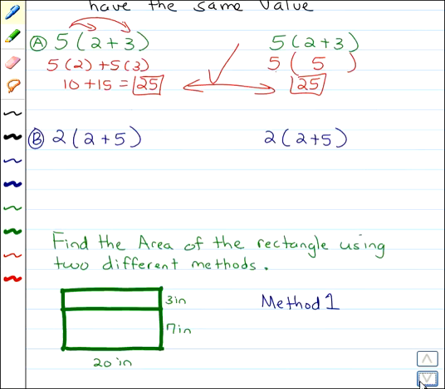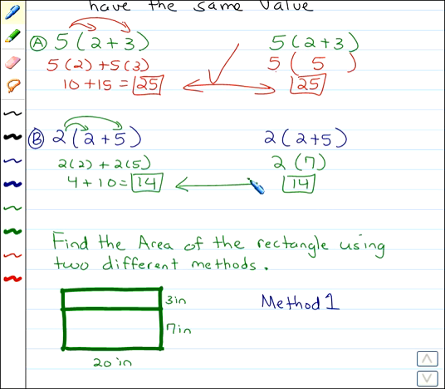Alright, I want you to try that with letter B, and then hit continue when you are ready. Okay, for letter B we have 2 times 2 plus 2 times 5. That's what we're going to have here. So we're going to end up with 4 plus 10, which is equal to 14. So we should get the same answer over here, but this time we're going to do what's inside parentheses first. 2 plus 5 is 7. We're going to multiply it by our 2, and 2 times 7 is 14, and we do get the same answer.